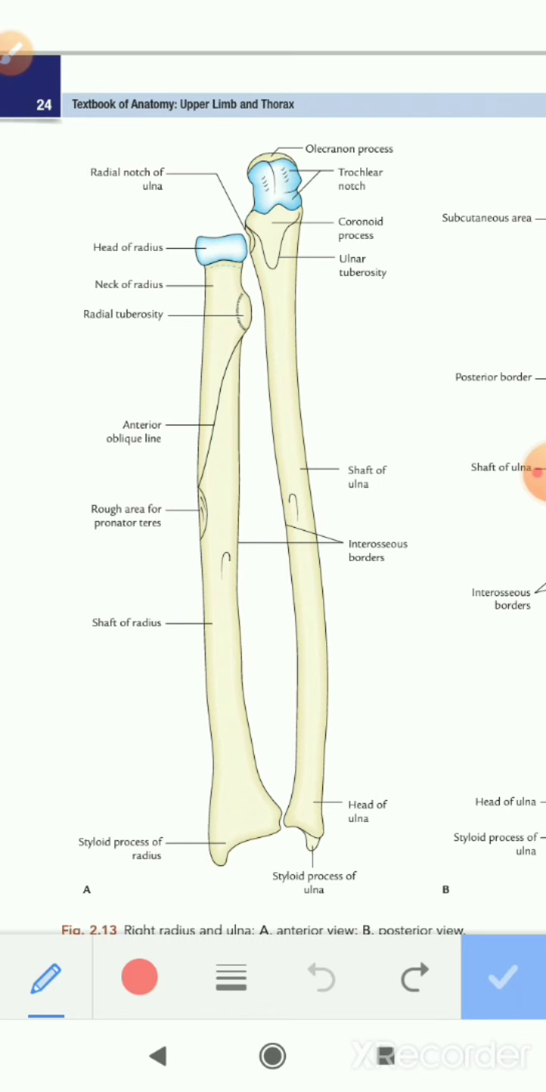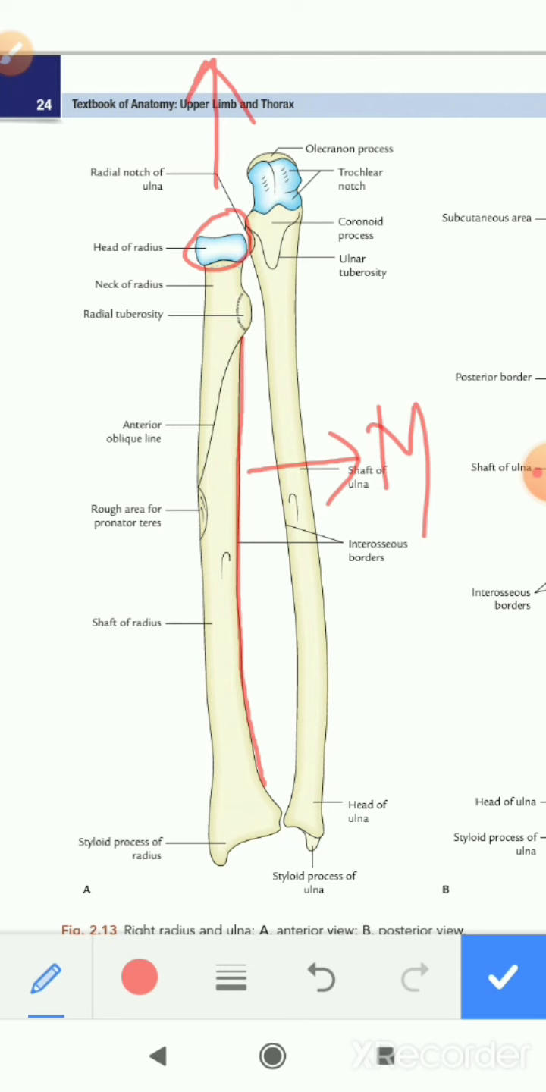Now come to the anatomical points. Number 1, the narrow disc shaped head is directed upward. The sharpest medial border is directed medially. This border is the medial border, it is sharp and it is directed medially. And the styloid process at the lower end is directed laterally. This is the styloid process and it is located laterally.